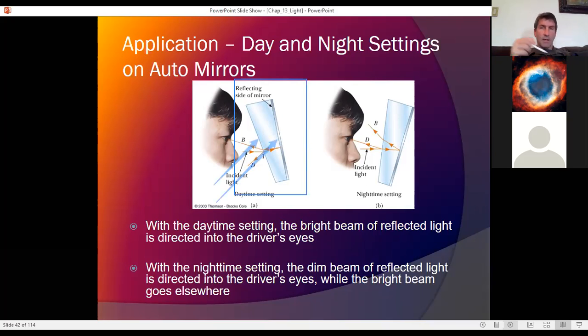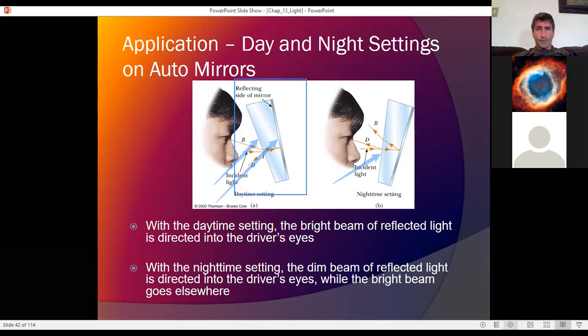In the daytime setting, you will set it so the metal side is reflecting the rear image into your eyes. At nighttime, you change that so it is the glass surface which is reflecting the light. And the reason why we do this is metal reflects, again, about 85 to 90% of the light that hits it. So if somebody has their high beams on and they're coming up from behind you, 85 to 90% of that light is going to make it to your eye.